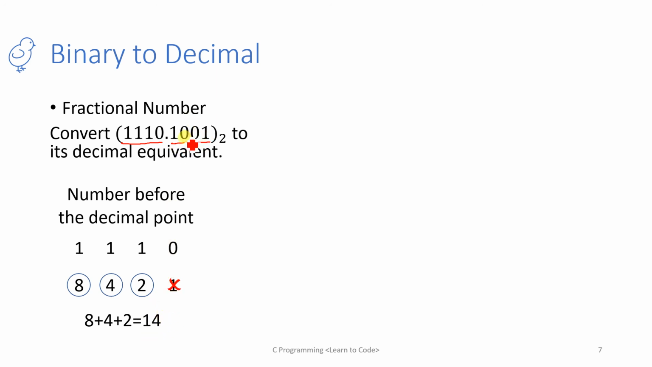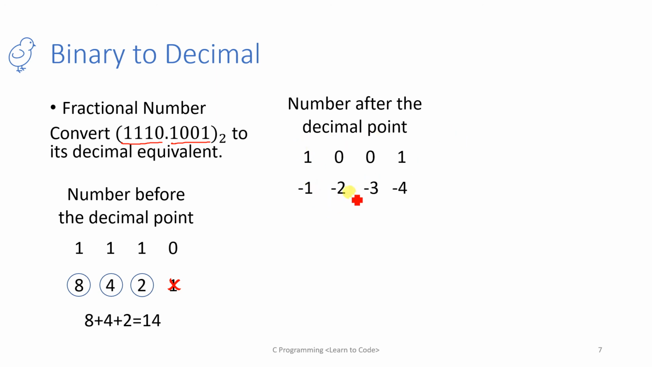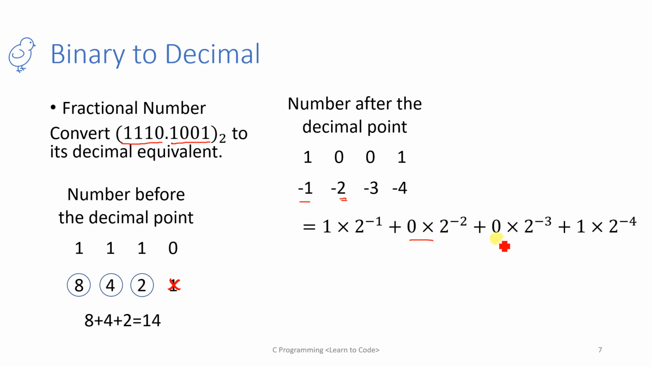Now let us talk about the right part. The right part, the number after the decimal point, is 1001. Then we have to assign the positions. If you remember, the positions will start from -1 and go towards the right. So that will be -1, -2, -3, -4 and so on. Then you have to multiply the digits by the base to the power of the position. So I have done the same thing. The digit is 1 into 2 to the power -1. Similarly, the digit is 0, so 0 into 2 to the power -2. Then 0 into 2 to the power -3 and 1 into 2 to the power -4. Then I have to calculate the expression value.